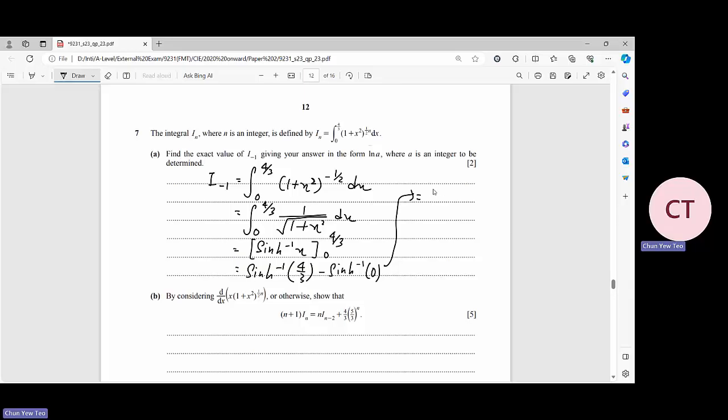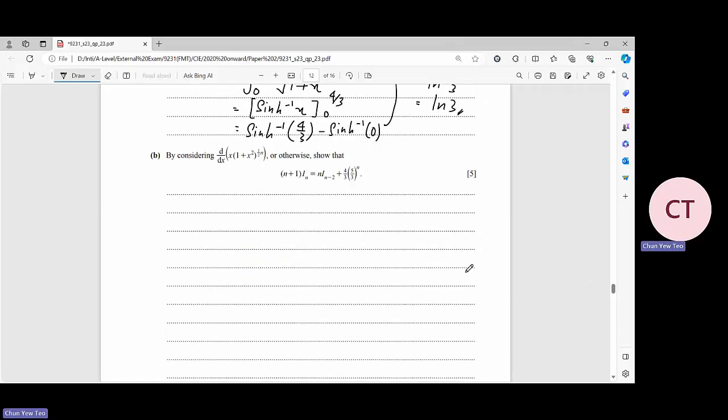For the inverse hyperbolic function, you can change it to become a ln. Then you get this: ln of (4 over 3 plus the square root of 16 over 9 plus 1). Simplify it further, you can get this as ln of 9 over 3. Ln of 9 over 3 is ln 3. So this is how you get the answer for part A. Now we move to part B.